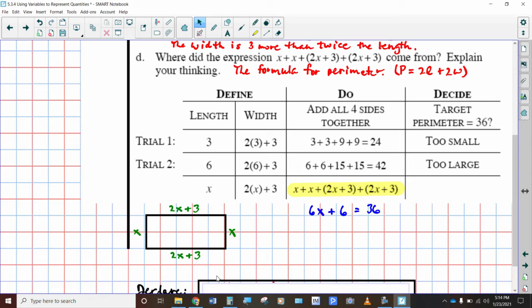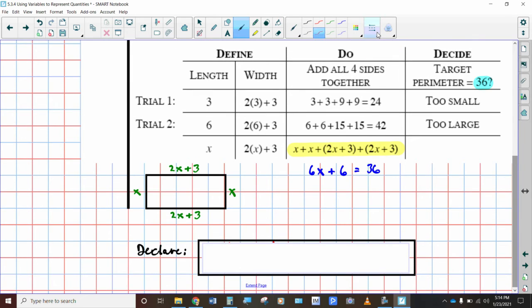Okay, so I'm going to draw the picture where we know the length is 3 more than twice the width. And so when you combine like terms, you end up with the expression 6x plus 6 for the perimeter. And since we know that the perimeter here is 36, then we'll say that 6x plus 6 is equal to 36. So now we'll solve for x by using legal moves.